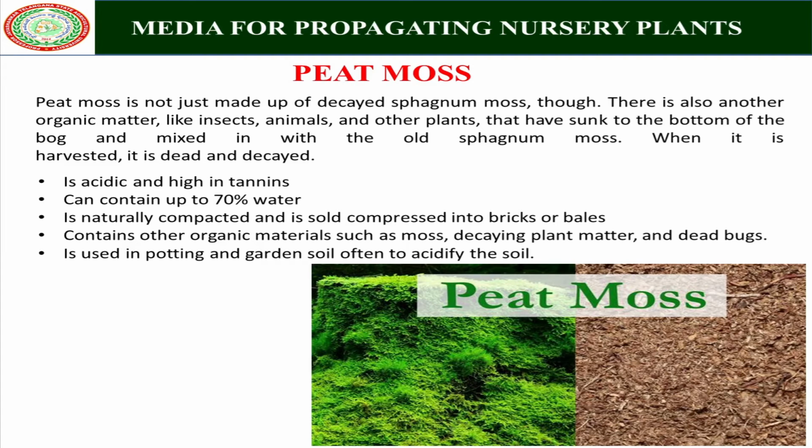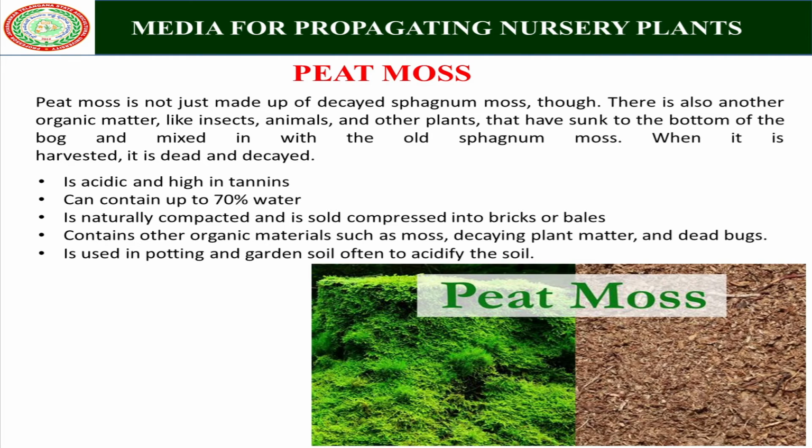Peat moss and sphagnum moss are different. We usually get confused with the peat moss and sphagnum moss. So peat moss is nothing but decayed sphagnum moss. Along with this, we also have insects and other plants that have sunk to the bottom of the bog. That is, bog is nothing but the swampy area. All the things which are collected along with the sphagnum moss, we call it peat moss.